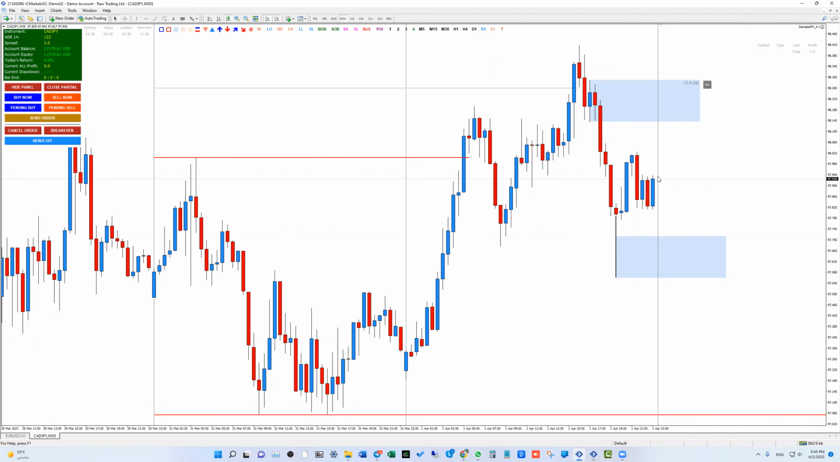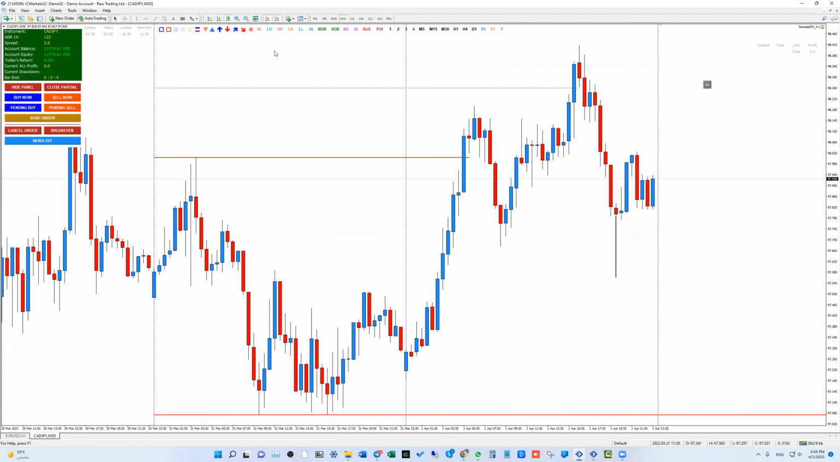So you always want to see where the price comes from, either from the bottom or from the top. If it is coming from the bottom to the top, it will sell. Coming here, it will buy. Just exactly how the order block should work. That's how it should work.